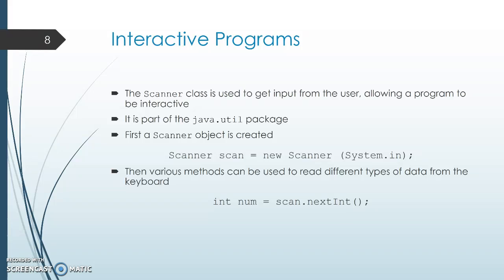Then various methods can be used to read different types of data from the keyboard, such as scan.nextInt assigned to num, which is of type int. And what that would do is allow whatever integer the user typed into the keyboard to be assigned to num.